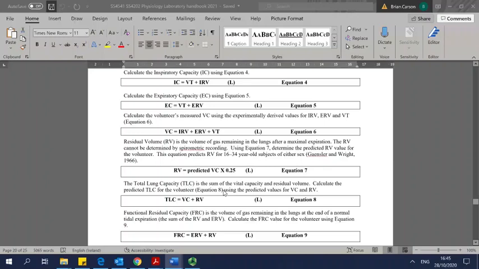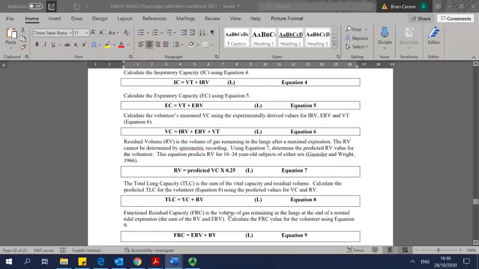And then the last calculation that we'll ask you to make is functional residual capacity. So this is the volume of gas remaining in the lungs at the end of a normal tidal expiration. So we calculate the FRC using: functional residual capacity equals our expiratory reserve volume plus our residual volume, which we've calculated in some of the previous equations. So you can use that data to calculate your functional residual capacity.